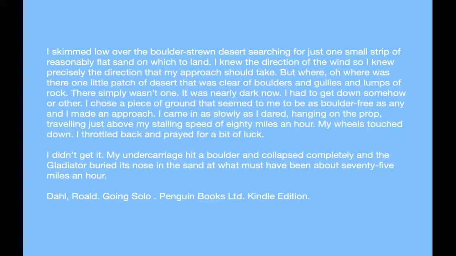So hanging on the prop, Chloe, what that means is hanging on the propeller. So it's an aeronautical flying term, but he's holding on to the propeller as if it's the only thing that's going to keep him in the air. It's an aeronautical term. But its function in this sentence, rather than what it means, is to seem like the engine is stalling.